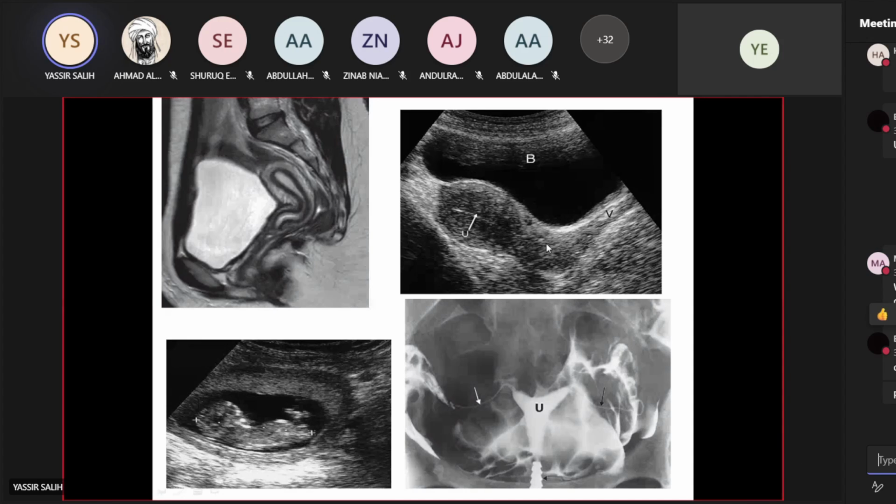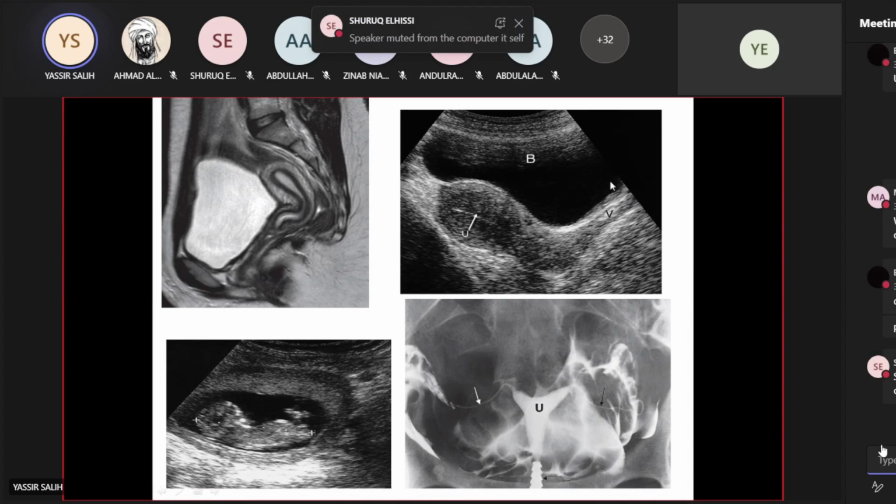This is ultrasound sagittal or longitudinal, transabdominal, not transvaginal. This is the urinary bladder containing urine, anechoic. This is the uterus. And this is the fundus and this is the body. And this is the cervix. And this is the vagina. Concerning the layers, this is the endometrium. And this is the myometrium.